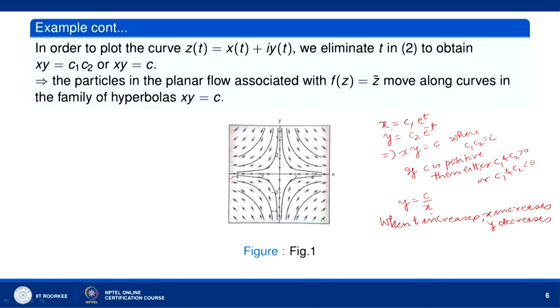So, the directions of the fluid flow are determined by what happens to the values of x and y as t increases. So, this is how we decide the directions of the fluid flow. The particles of the fluid move along the family of hyperbolas xy equal to c here.